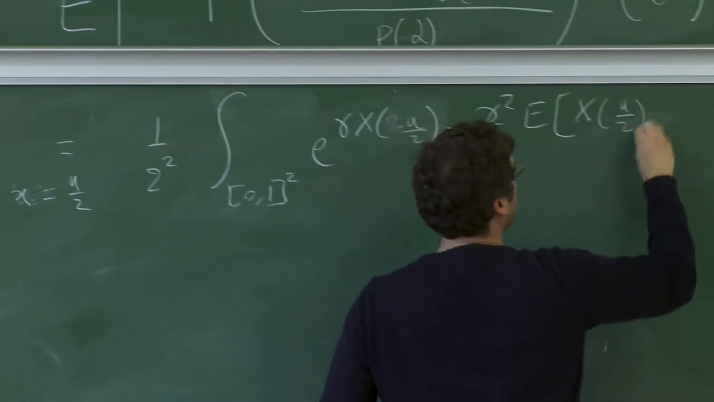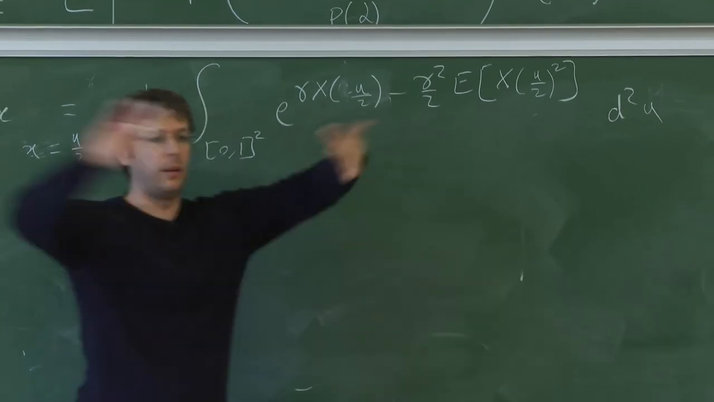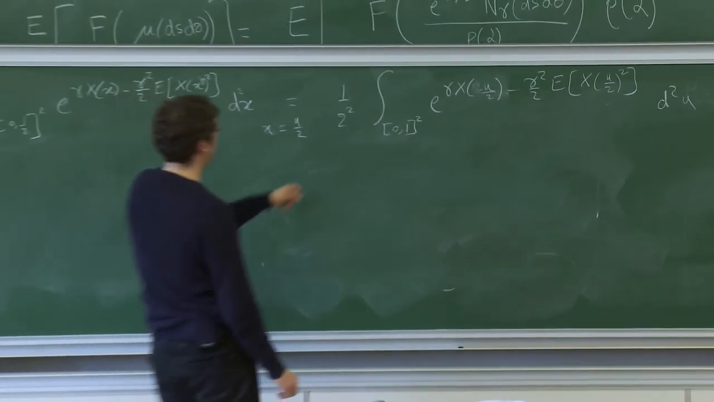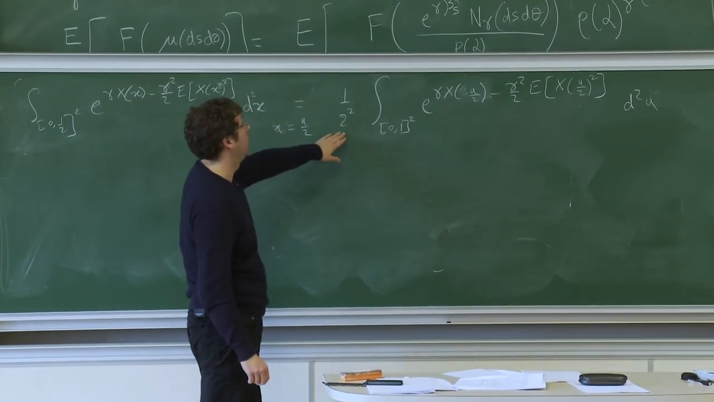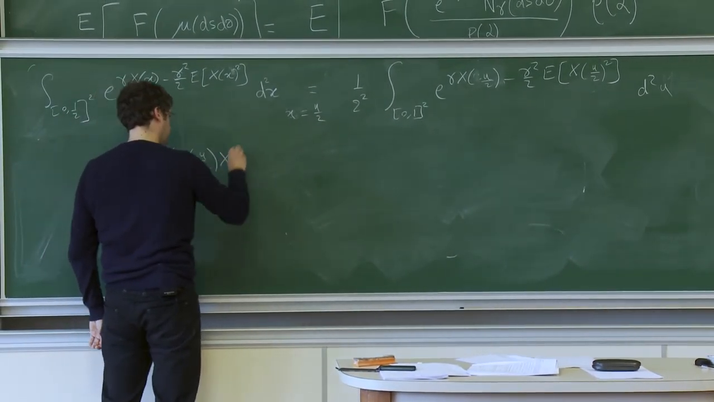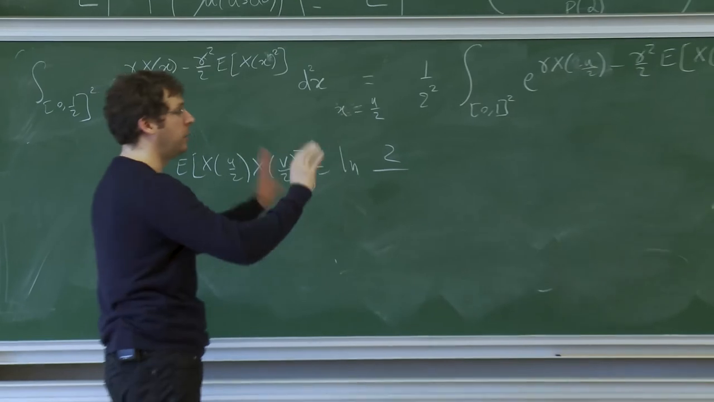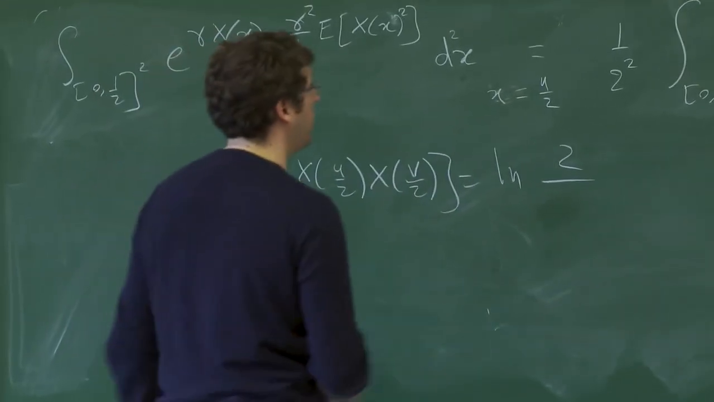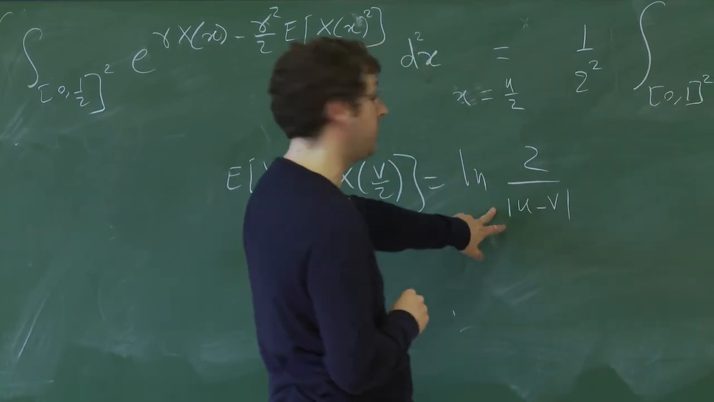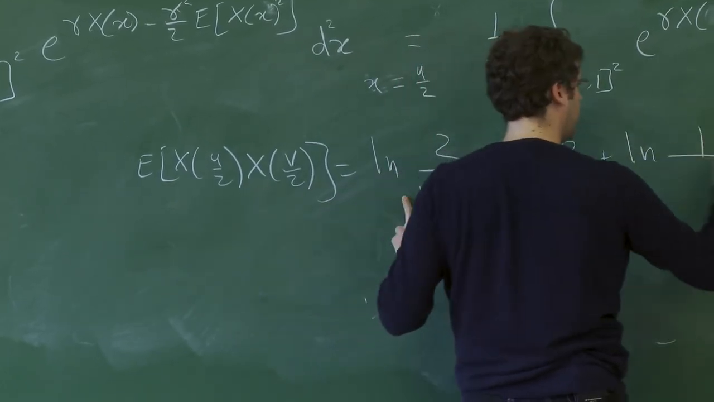And once again, what I'm doing here on a formal level, you can do it rigorously. You just put a cutoff here, you do all my stuff, and you go to the limit. Now, let's look at this guy. The covariance of this guy is log. I was playing around with these relations 10 years ago when I started GMC theory, and I really love these little manipulations. So I hope you'll like it too. It's log 2 plus log 1 over u minus v.